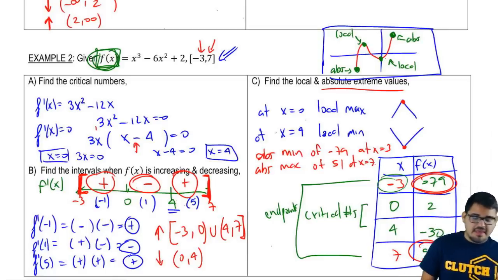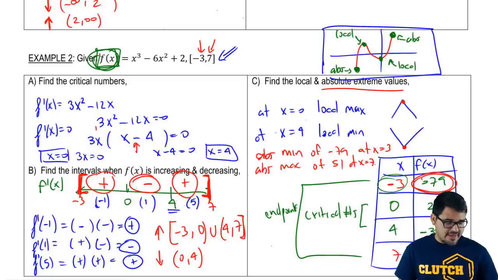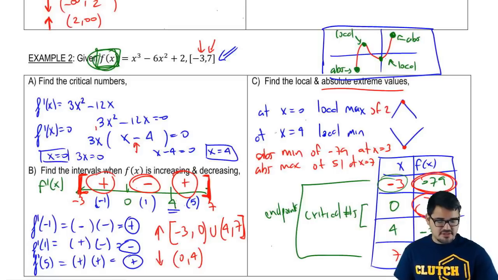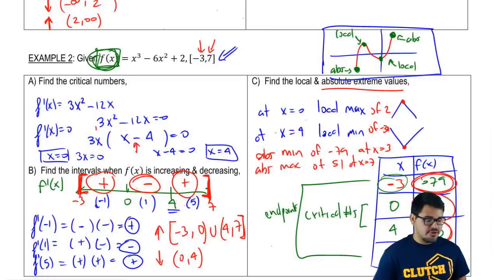And then we can say that we have a local max of 2 at x equal to 0. So at 0, we still have a local max, but it's a local max of 2. And then here at x equal to 4, we have a local max of negative 30. I mean a local min of negative 30.